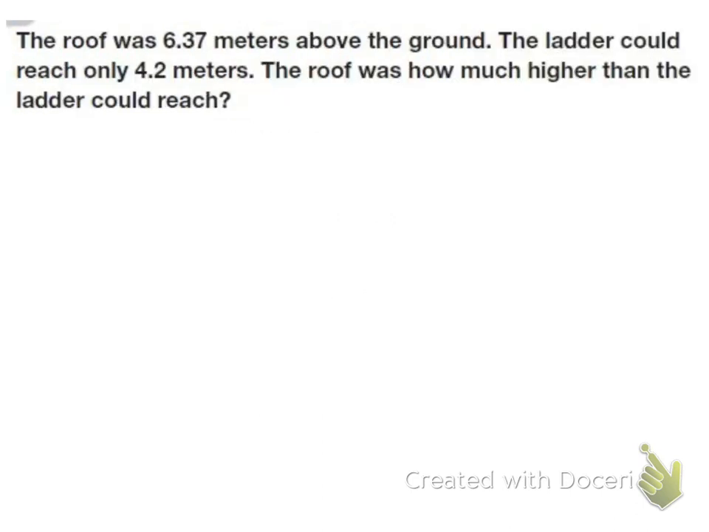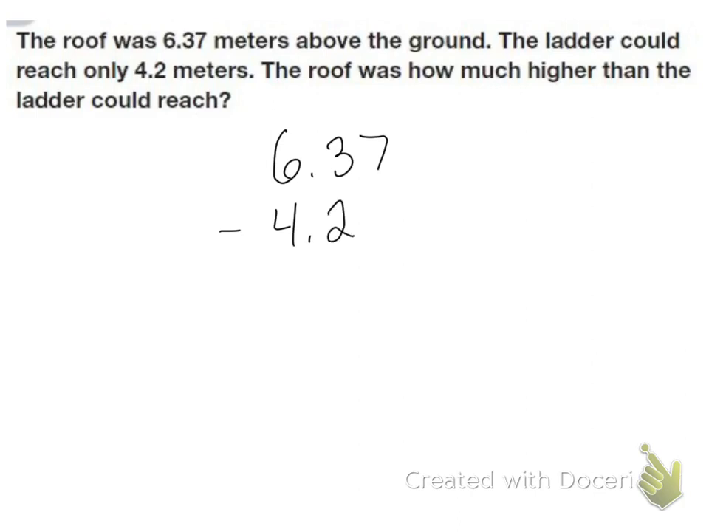Okay. All right, so this one says the roof was 6.37 meters above the ground. The ladder could reach only 4.2 meters. The roof was how much higher than the ladder could reach? So we're going to take 6.37 and subtract 4.2.